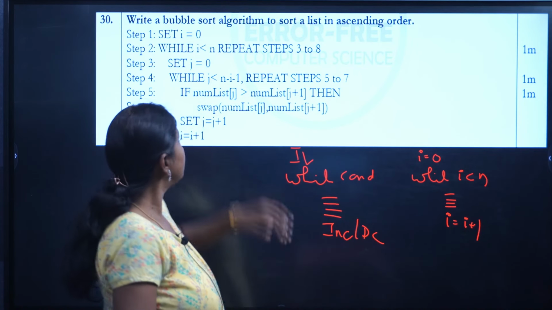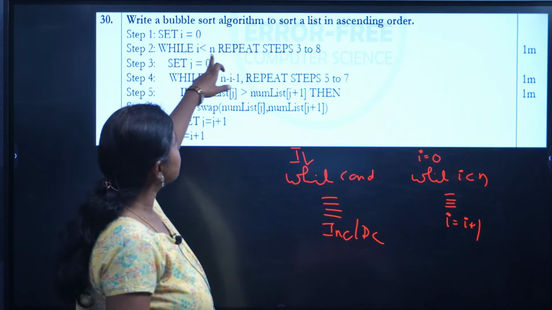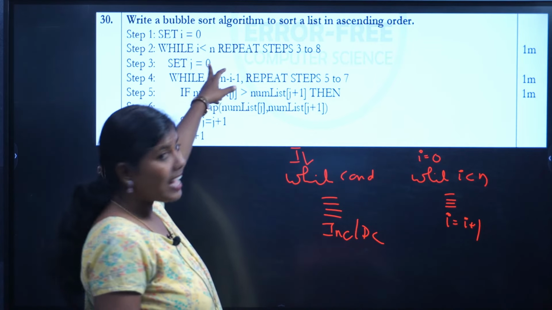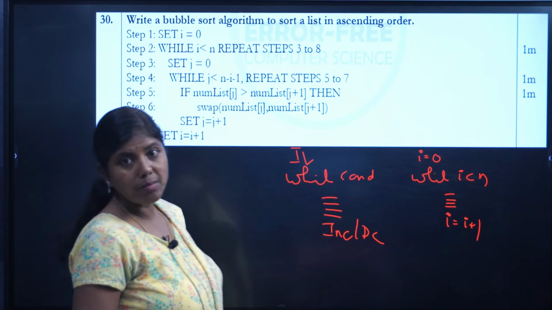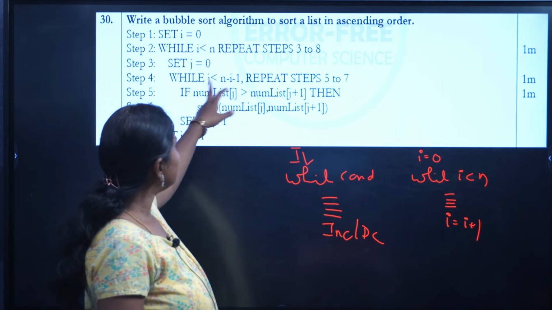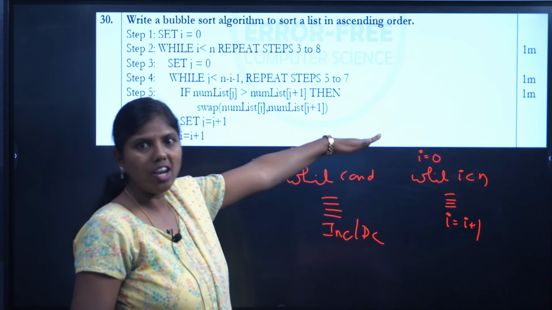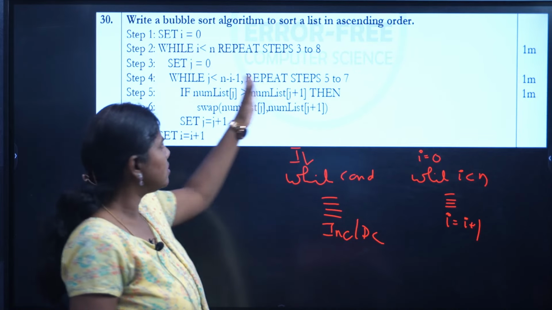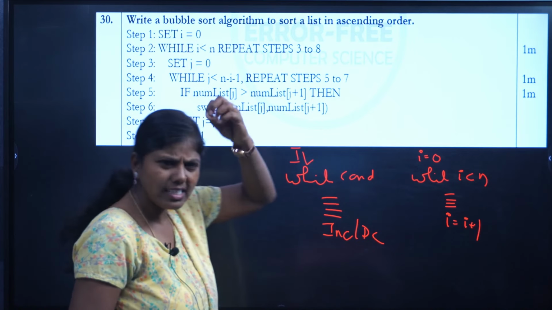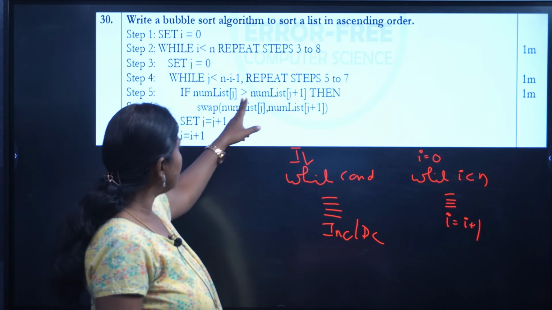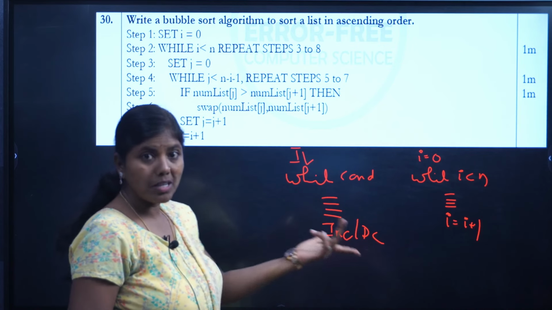So similarly here, set I equal to 0, while I is less than n, repeat the steps. Repeat the steps from 3 to 8. Again, J is there, 0 to n minus I minus 1. While J is less than n minus I minus 1, keep comparing the element L of J to L of J plus 1. Keep it very simple, students. They have taken num list and all. Just take L. L means list, you will understand. If L of J is greater than L of J plus 1, I'll swap it.